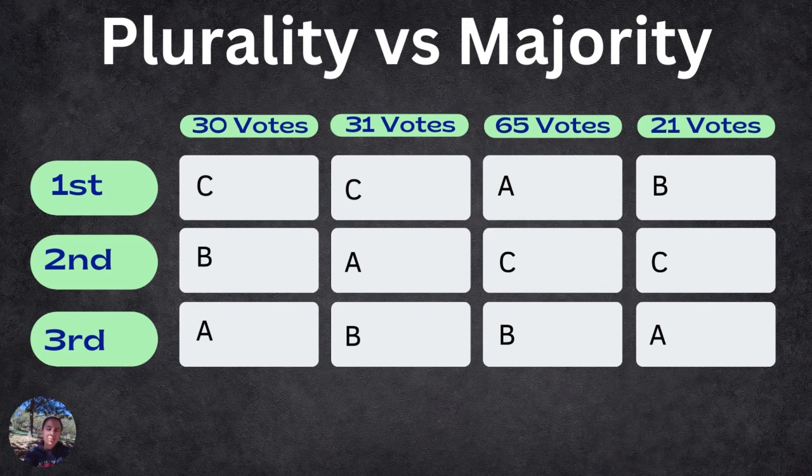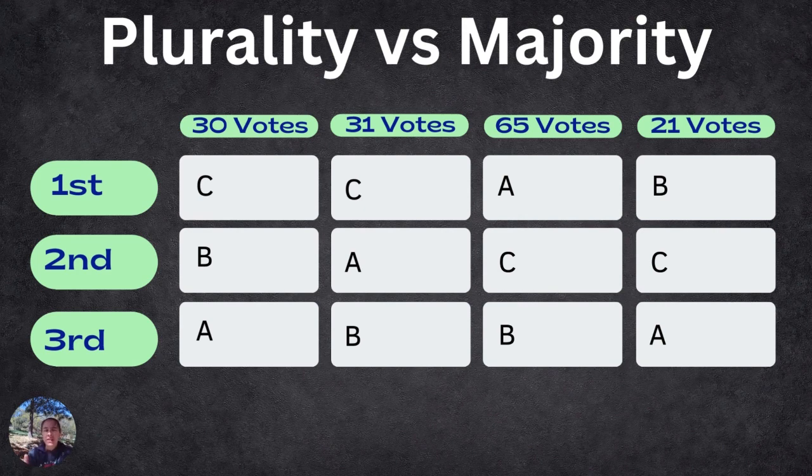So 30 people listed CBA, so Catwoman first place, Batman second place, Alfred third place. 31 people still preferred Catwoman, but Alfred and Batman were switched for them. So Alfred was their second choice and Batman their last choice. 65 people preferred Alfred and then Catwoman and then Batman. And only 21 people liked Batman best. So 21 people chose Batman first, Catwoman second, and Alfred last.